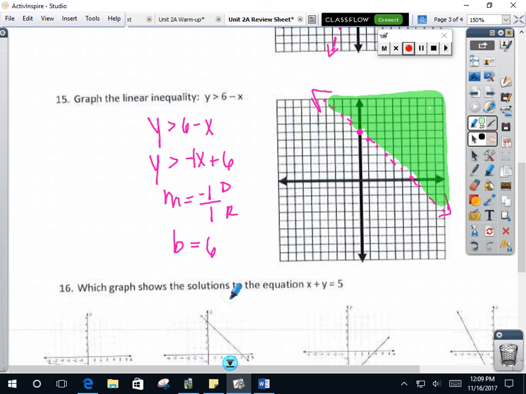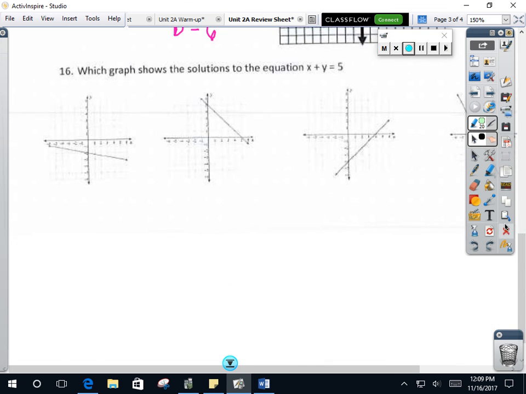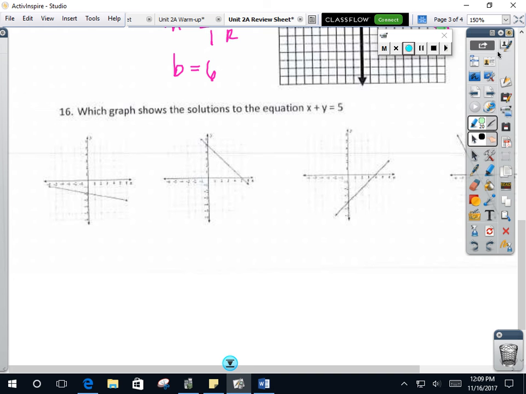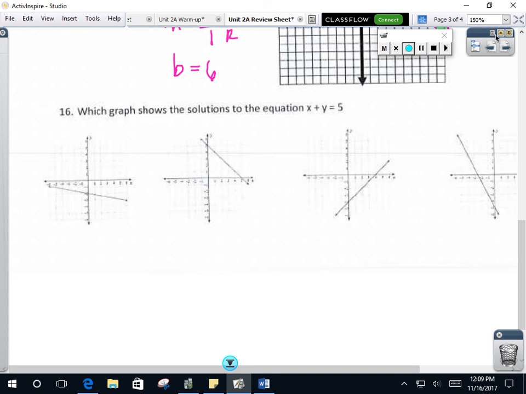Okay, number 16. Which graph shows the solutions to the equation x plus y equals 5? Well, before we try to select the correct graph, what should we do first to the equation?